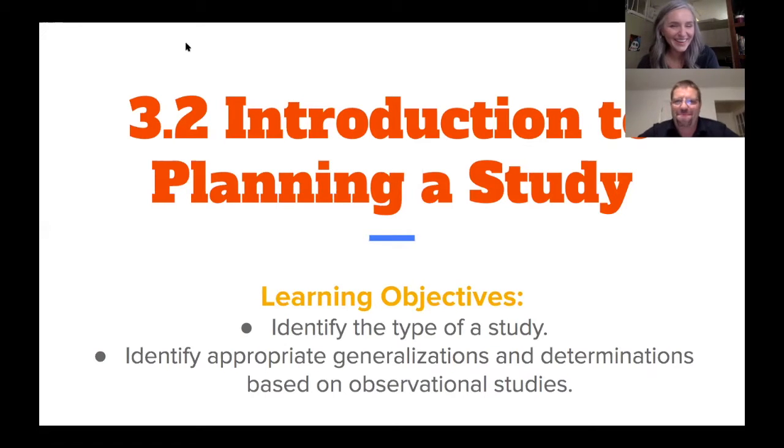Okay. So anyway, welcome to 3.2, which is our introduction to planning a study. We have a couple of different objectives here. The first one is to identify the type of study. And then the second one is to identify appropriate generalizations and determinations based on an observational study. So what are a couple of types of studies we're going to be looking at?